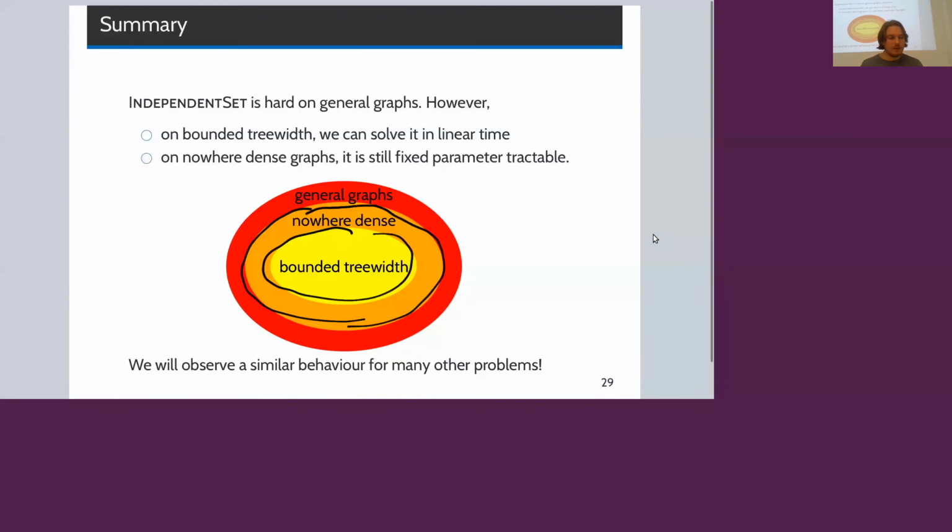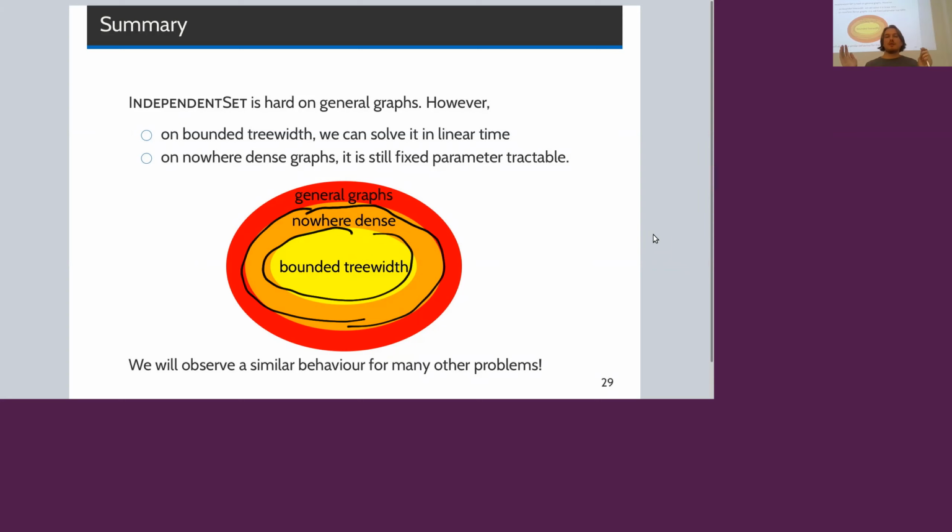And I think we already reached the end of this first lecture. So this is the kind of complexity behavior for independent set.